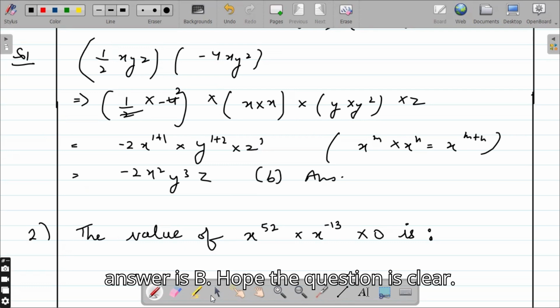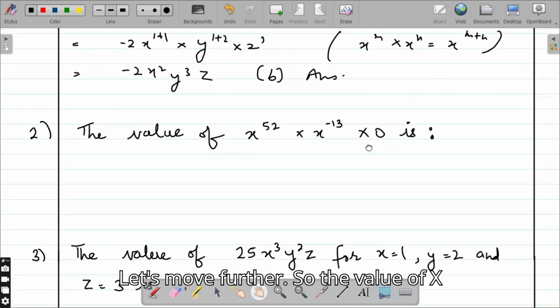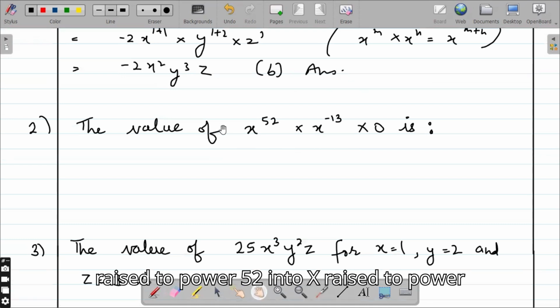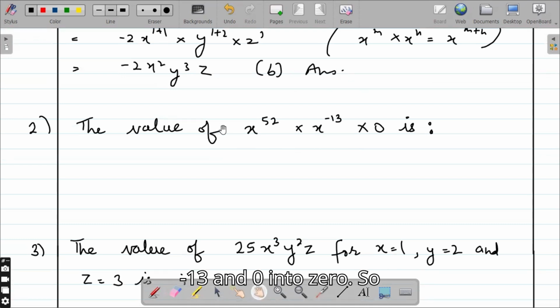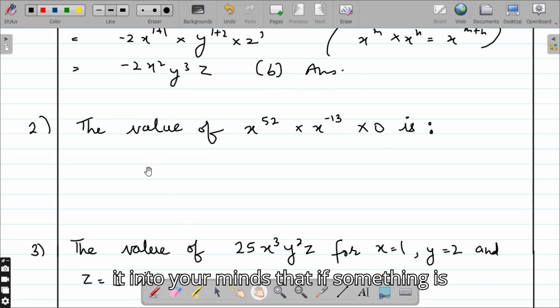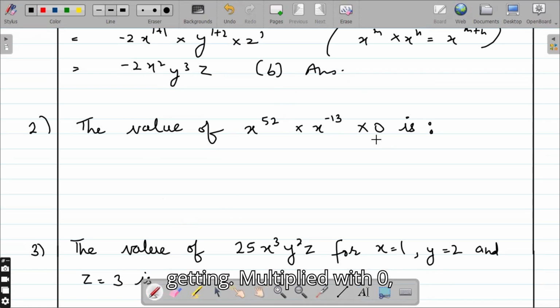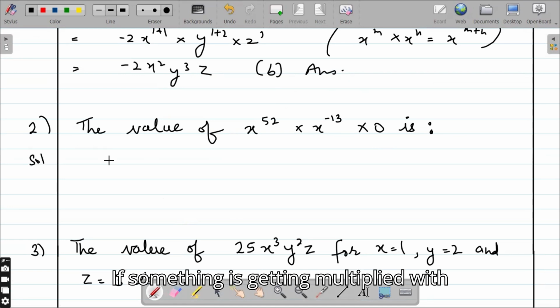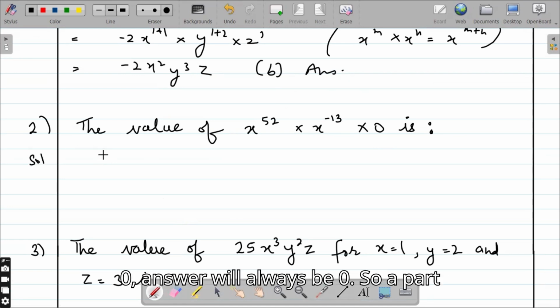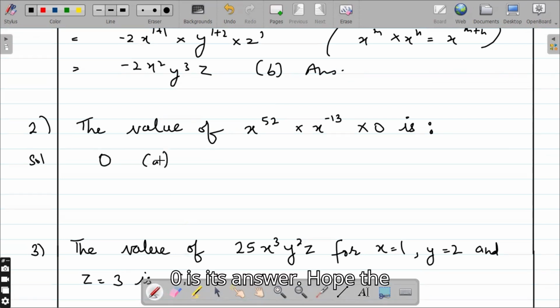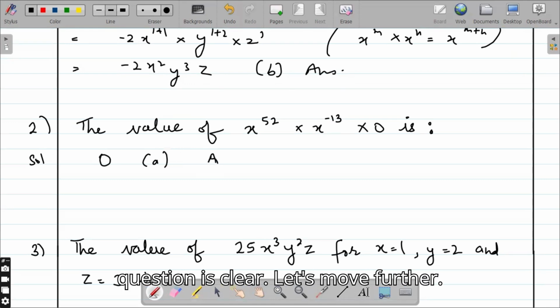Hope the question is clear. Let's move further. The value of x raised to the power 52 into x raised to the power minus 13 and 0 into 0. So first, set it into your minds that if something is getting multiplied with 0, the answer will always be 0. So A part, 0 is its answer. Hope the question is clear.